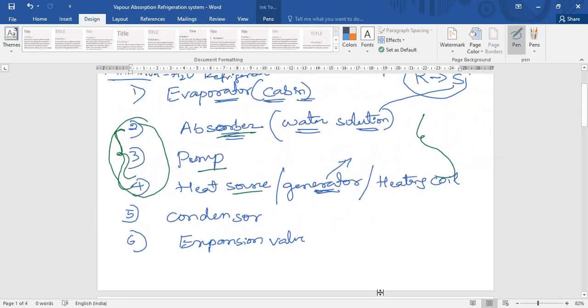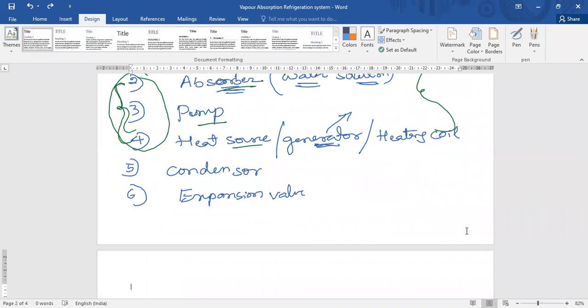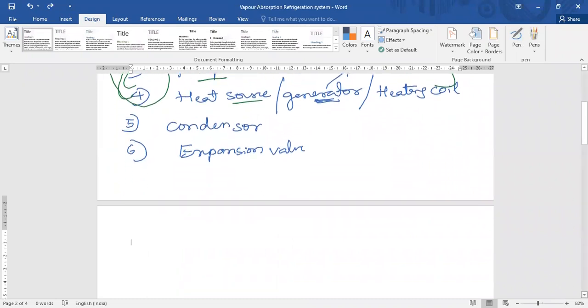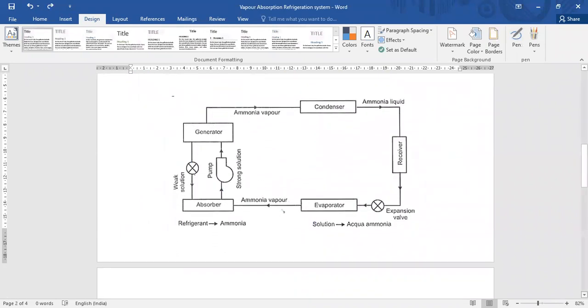Okay, so one point you need to remember here is, what I will do is draw a simple block diagram to understand all these components. Okay, let me go to the next page. This is a simple block diagram of the VAR, that is the vapor absorption refrigeration system, not a compression system, here it is absorption.